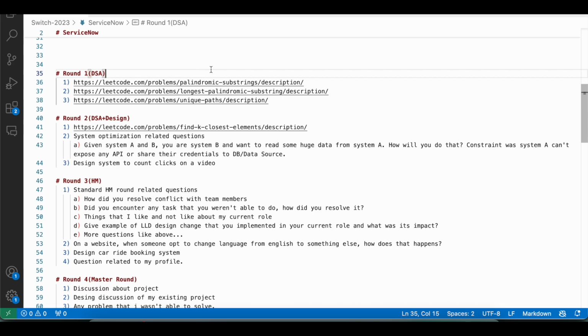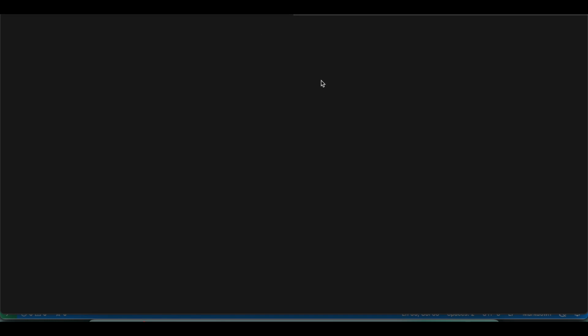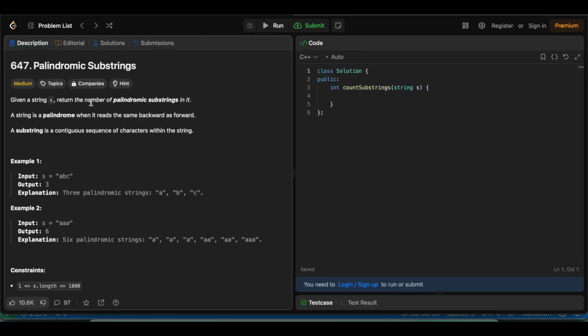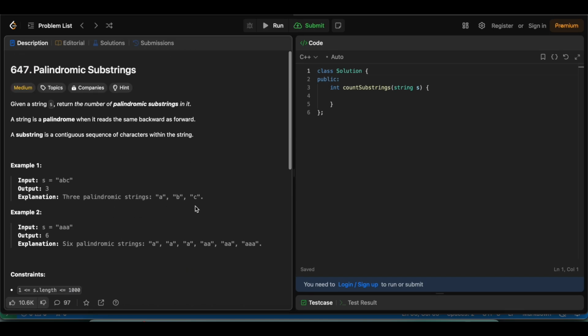The first question asked in the DSA round was palindromic substrings. I have also given the link to the LeetCode problem, so if anybody wants to refer to it, they can see it. In this question we had to find out the palindromic substrings. If we are given ABC, what are all the possible palindromic substrings present in this string? Since A, B and C are the only ones, the answer would be 3. So this was the question.